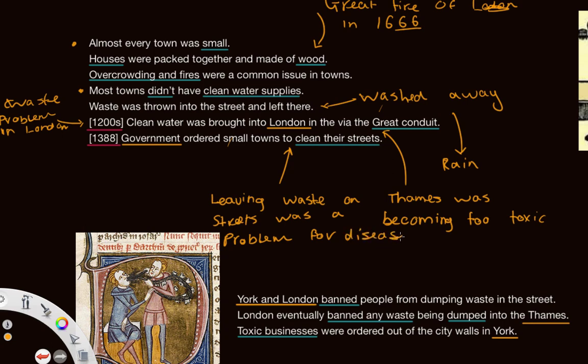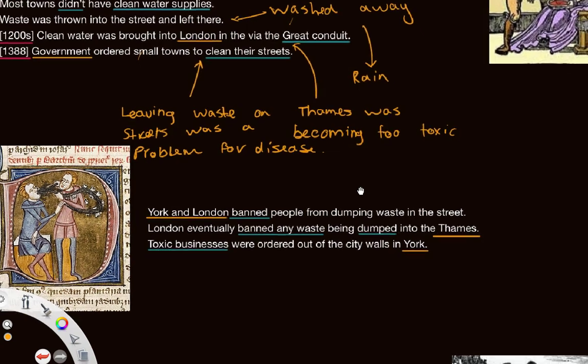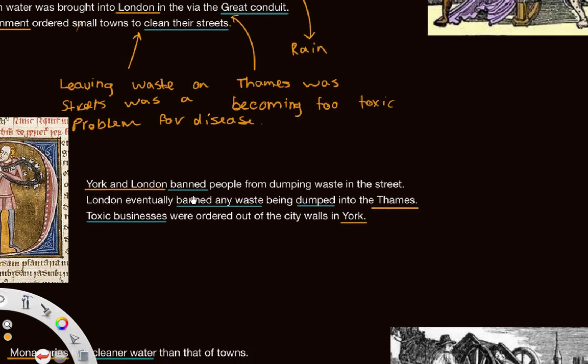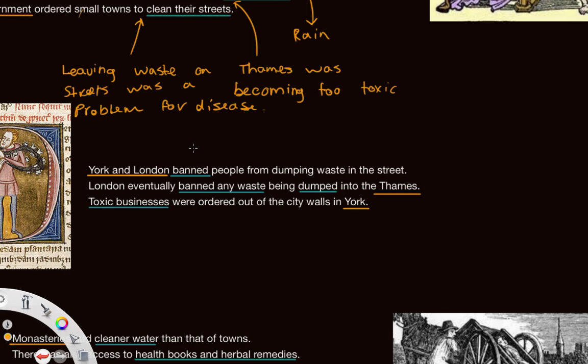So it would cause diseases, okay? And now, if we carry on and go a little bit further down, we find that it was just like how it was London. It started off in London, the sort of waste problems in the 1200s. Then it became something that the government prescribed onto the smaller towns. It then came back to London and York, two big cities in this period of time, when they banned dumping waste in the streets. And London eventually banned waste being dumped into the Thames altogether.